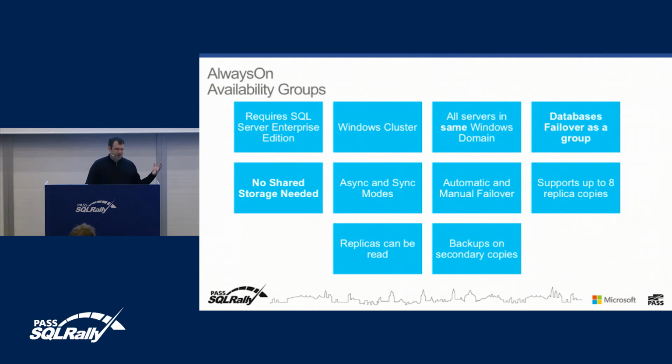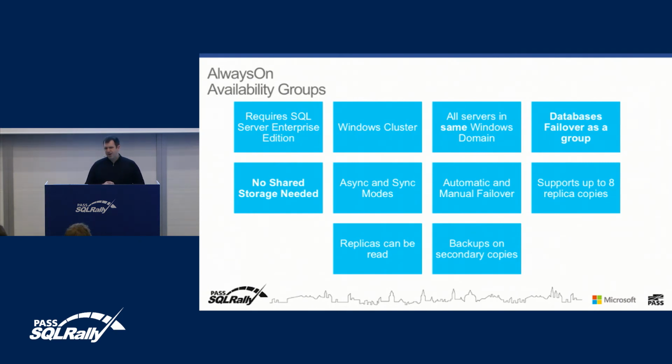We have both asynchronous and synchronous modes, and the same rules apply. You'll impact performance in the primary if you're in synchronous. We have automatic and manual failover, and just like mirroring only allows us automatic failover with a witness in synchronous mode, availability groups only allow automatic failover with synchronous mode. Up to 8 replica copies. If you use all 8, your Microsoft rep gets a new Bentley.